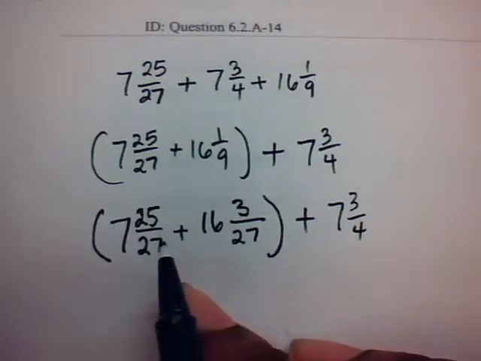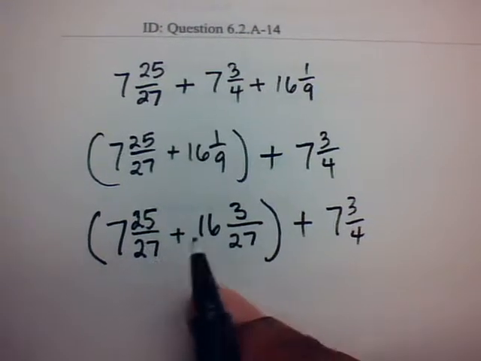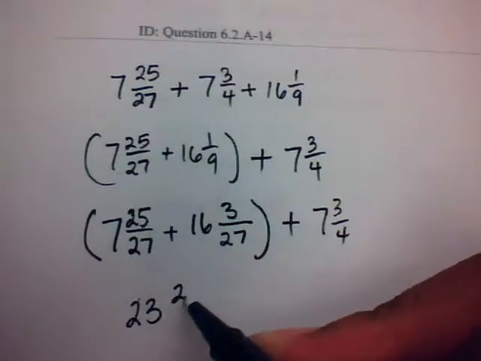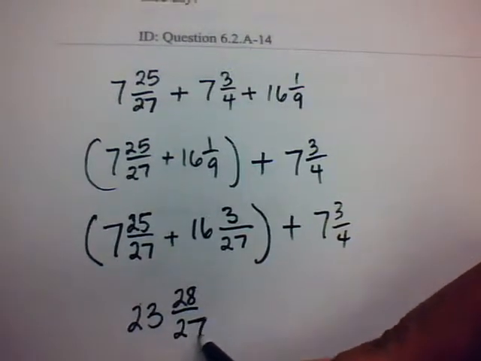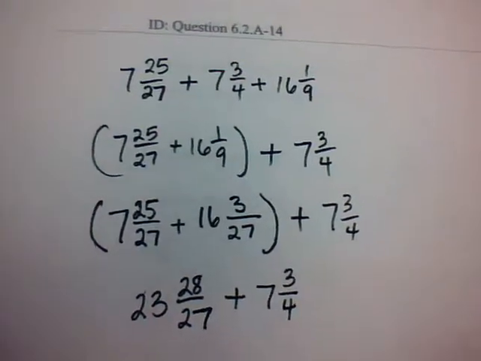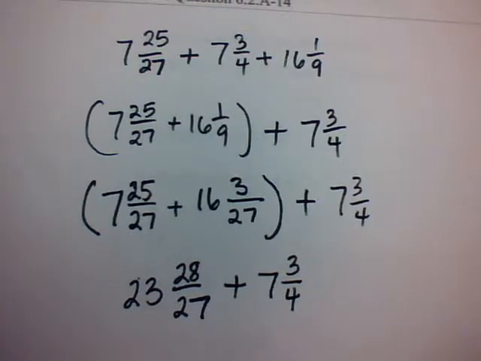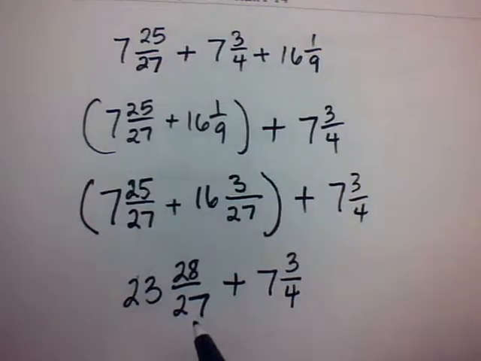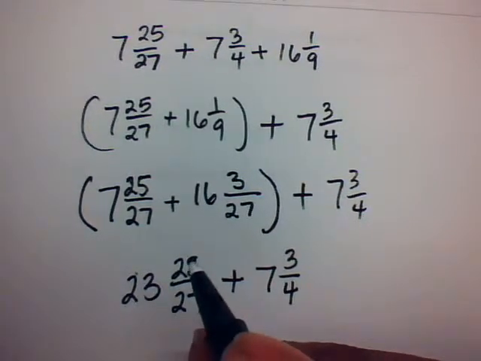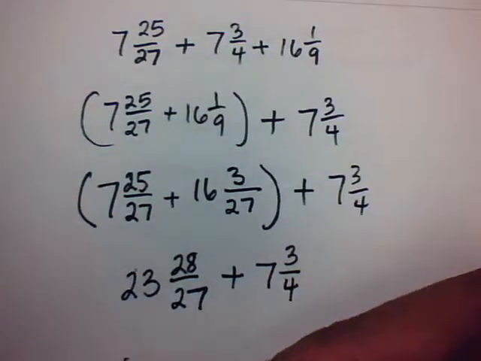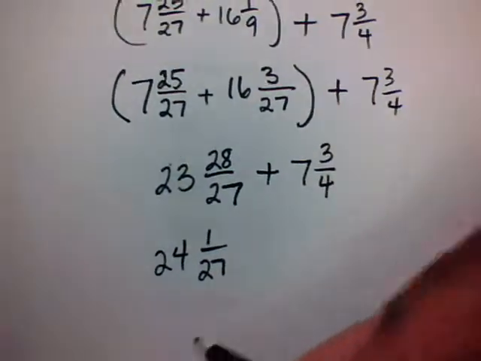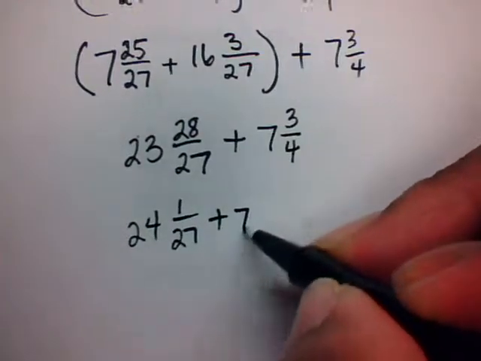Now add 7 and 25 over 27 and 16 and 3 over 27. You're going to get 23 and 28 over 27 plus 7 3/4. But notice 28 over 27 is an improper fraction. So I can divide 27 into 28. That's going to go one time. Now I'll add that 1 to the 23. That would be 24. But we do have 1 left over. So it'll be 24 and 1/27 plus 7 3/4.